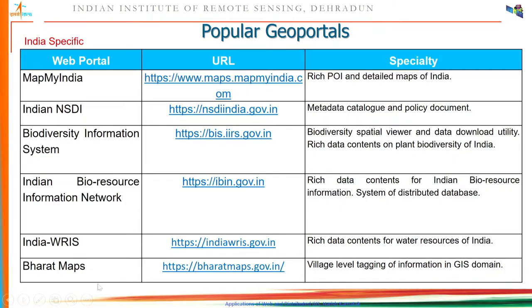The National Informatics Centre or NIC from the MeitY, Government of India is also hosting their data sets under this initiative called Bharat Maps, bharatmaps.gov.in, with village-level tagging of information in the GIS domain, especially the census data and also the ground data as point locations available up to the village level. You can access this data from this website, but they have not provided any access method as far as data download or data access through API or web services is concerned. But for visualization purposes, you can use this data repository as well.